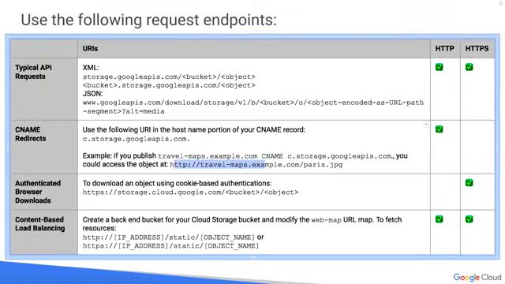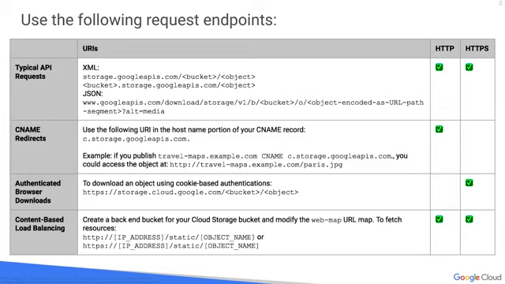A CNAME redirect is a special DNS record that lets you use a URI from your own domain to access a resource, bucket, and object in Google Cloud Storage without revealing the Google Cloud Storage URI. For example, if you've published the following: travel-maps.example.com, CNAME, c.storage.googleapis.com, you could access the object at http://travel-maps.example.com/parish.jpg.